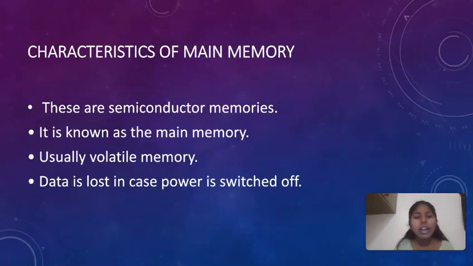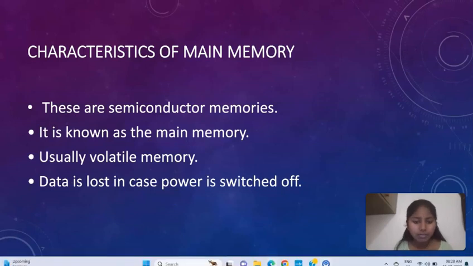Next, we will see the characteristics of main memory. These are semiconductor memories, also called primary memory or main memory. Usually, it is volatile memory. Data is lost in case the power is switched off. It is also faster than the secondary memory, which we will explain next. The computer cannot run without a primary memory.